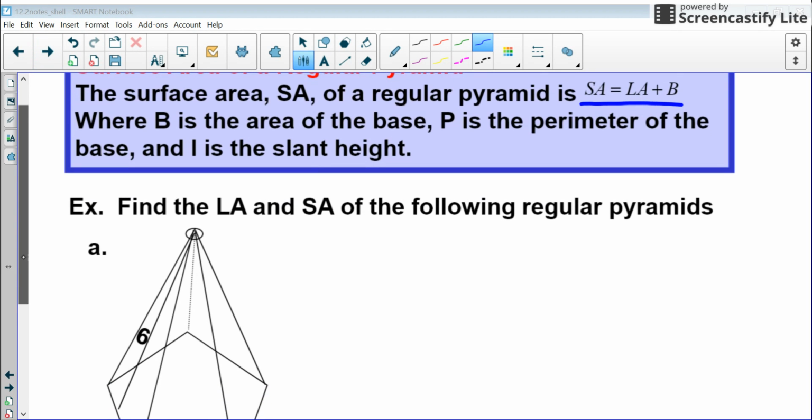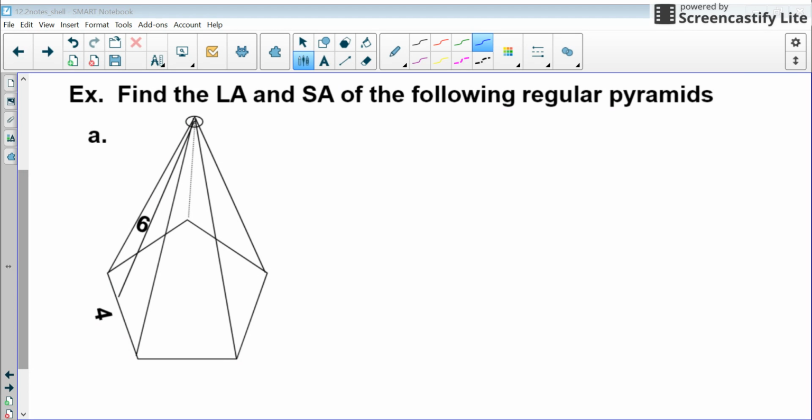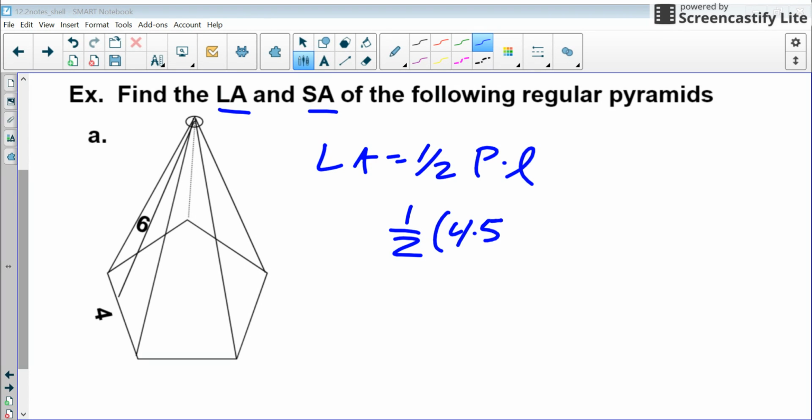Let's look at this first one here. So we want to find the surface area of this pyramid. Let's find the lateral area first, and then the surface area. Okay. So our lateral area is going to be 1/2 PL. Look at our base. It's a pentagon. It's a regular pyramid, so it's a regular pentagon. So the perimeter is 4 times 5, since each side's 4. And now we just need to find our slant height L, which is this 6 that they give us here.